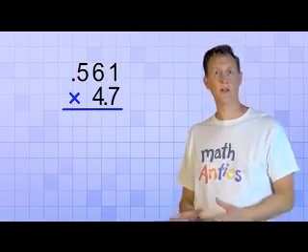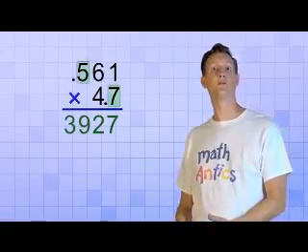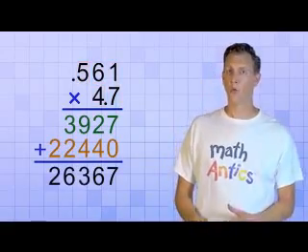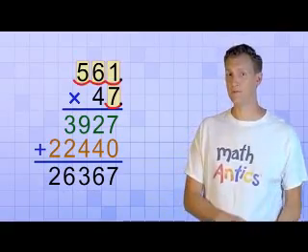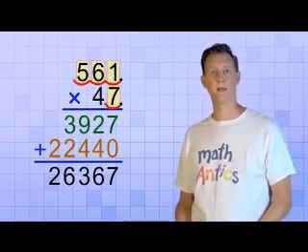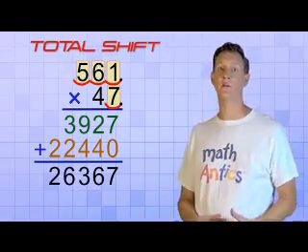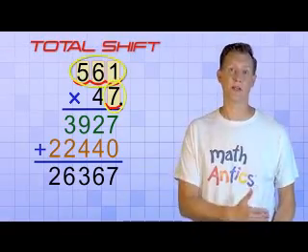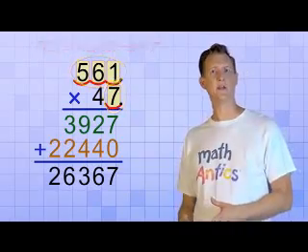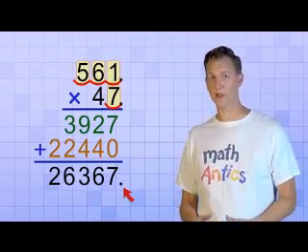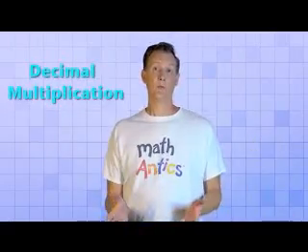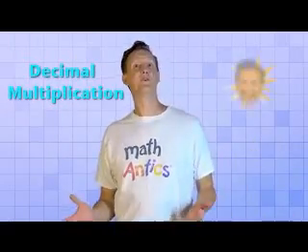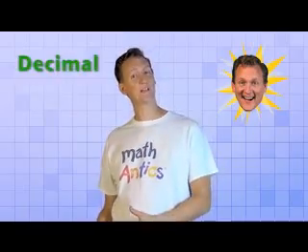Then, keep ignoring the decimal points while you follow the multiplication procedure. Once you have an answer, count up how many places the decimal points are shifted in the problem you're working. Don't forget, it's the total shift of both the top and bottom decimal points. And then, shift the decimal point in your answer to the left that same number of places. So decimal multiplication turns out to be not too bad after all. But what about decimal division?